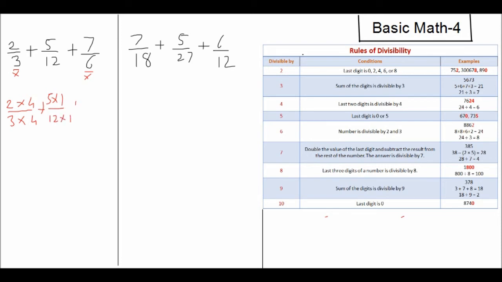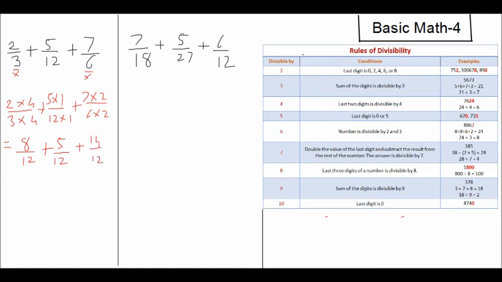And here you need 12 at the bottom, so 6 should be multiplied by 2, and to adjust that 2 we have to multiply the numerator by 2 also. So 7 into 2 upon 6 into 2, right? So what we get is 8 upon 12 plus 5 upon 12 plus 14 upon 12, right?